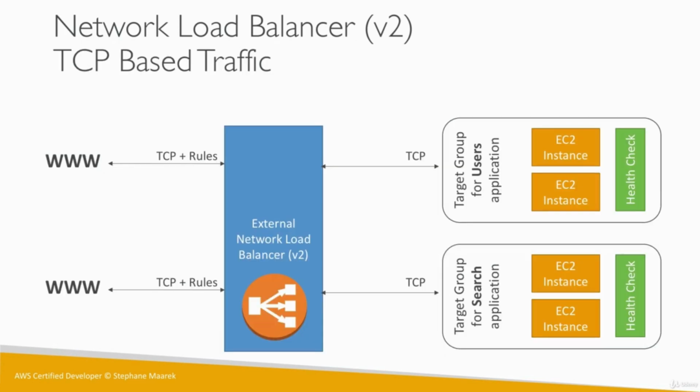And so if we look at the diagram, well, we get the exact same diagram as before, but now instead of HTTP traffic, we're talking about TCP traffic. And that's simple. The TCP traffic will be routed to different target groups. So that's about it. Network load balancer, just remember, it's higher performance.